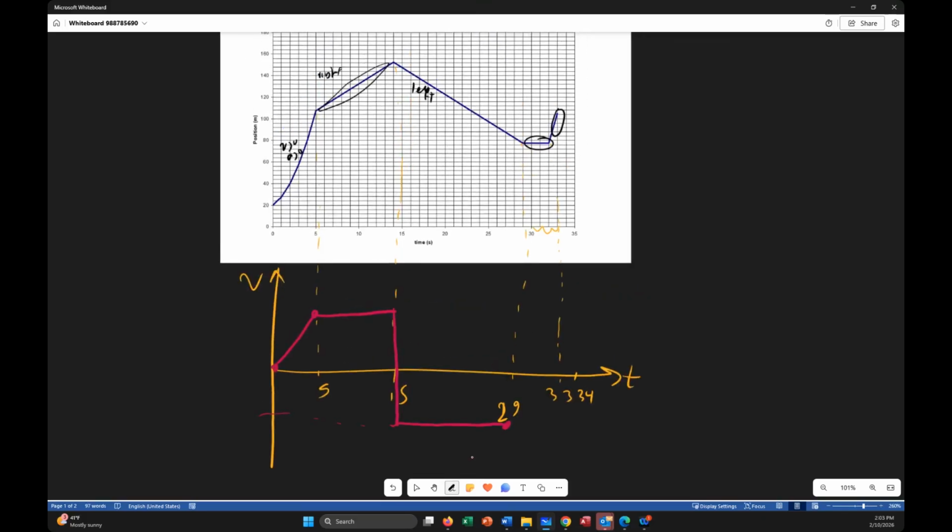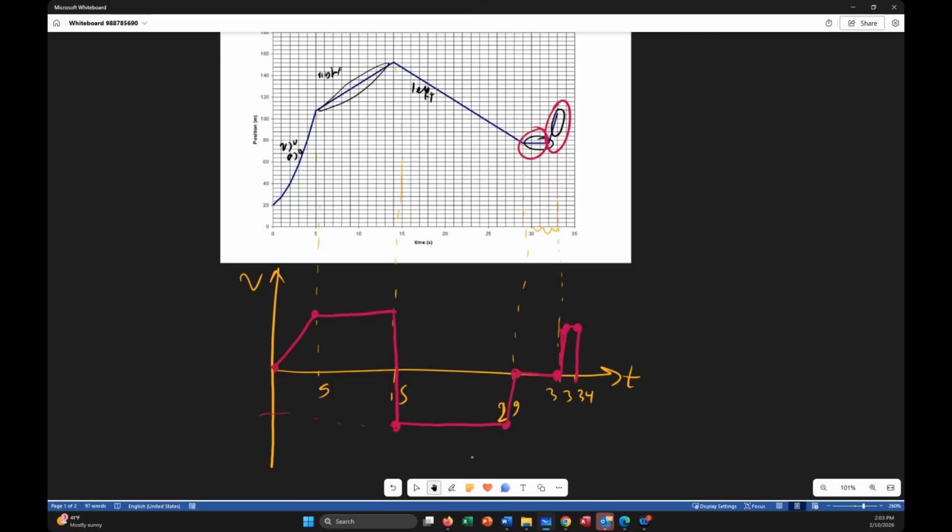What happened here? Stop. And then constant velocity, good? So go down into the negative. Make sense? This is how we can graph the velocity versus time graph.